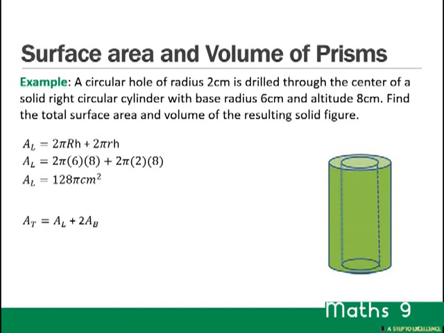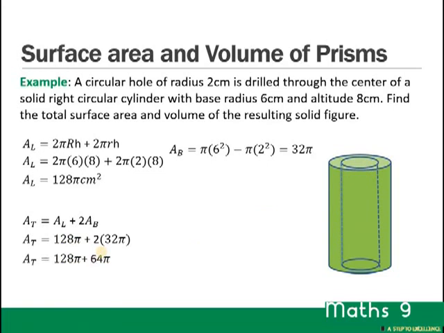So the total surface area is the lateral surface area plus 2 times the area of the base. The area of the base is the area of the larger circle minus the area of the smaller circle, which is pi times 6 squared minus pi times 2 squared, which is 32 pi. So the total surface area is 128 pi plus 2 times 32 pi, which is 128 pi plus 64 pi, which is 192 pi centimetres squared.